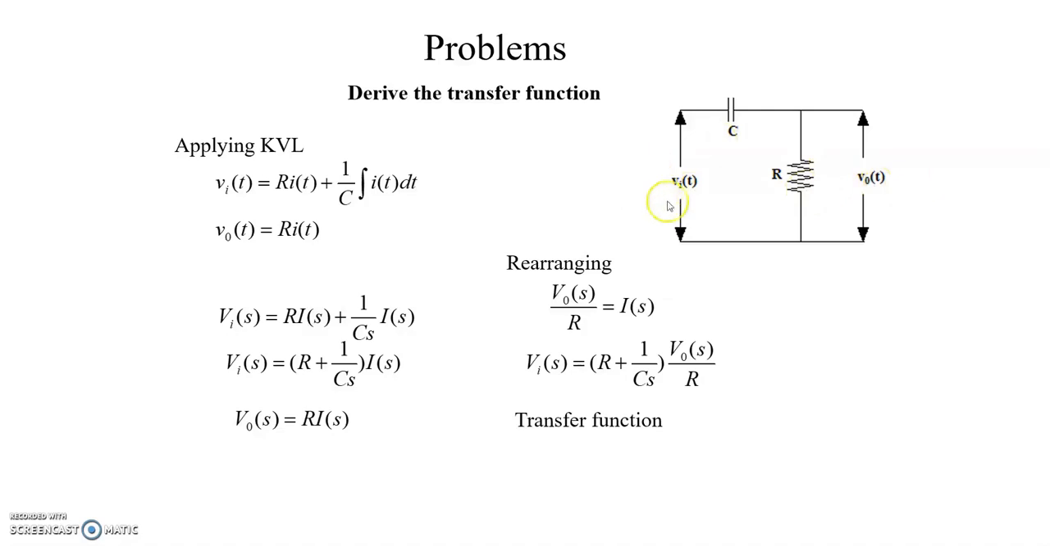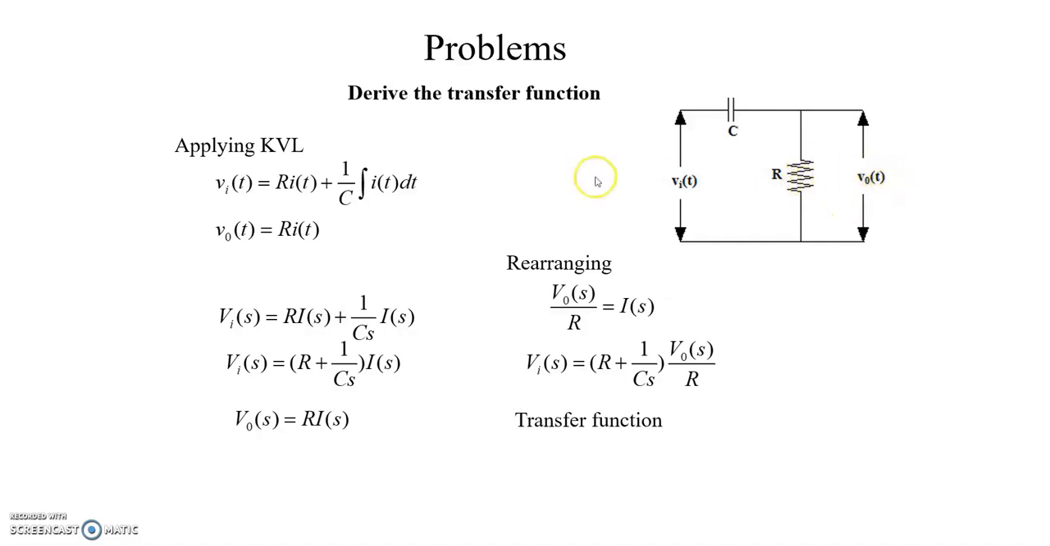Now you can apply KVL for the input side in this loop. Vi of t is equal to, as you already know, the KVL: the algebraic sum of all the applied forces equals the algebraic sum of all the opposing forces. So Vi of t is equal to R into I of t plus 1 by C integral I of t into dt. Next, you can write the output equation also. V naught of t is equal to R into I of t, because the voltage drop across the resistor is nothing but your output voltage.